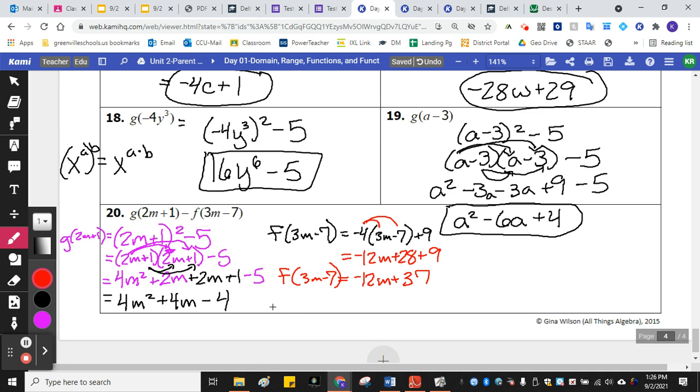The last thing we have to do is subtract them. We have to subtract this one minus this one.